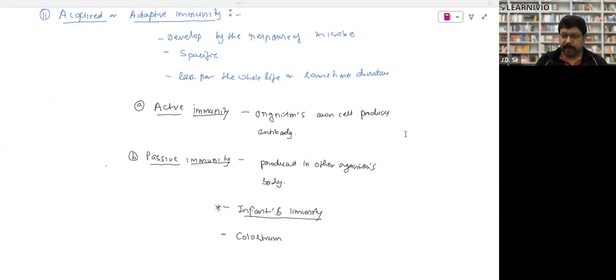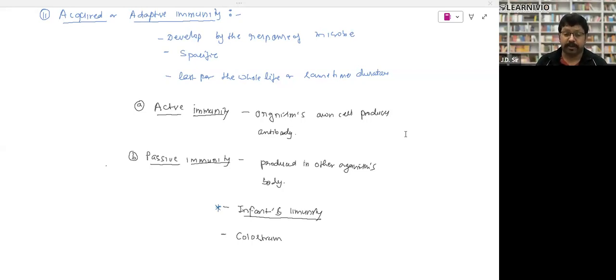So what is the active immunity? The question has been asked from PETs, passive immunity basically. So what is the active immunity? Suppose any antigen has attacked my own body, and my own body cells, means my own WBC, are producing antibody against it, right? This is active immunity. Got it?